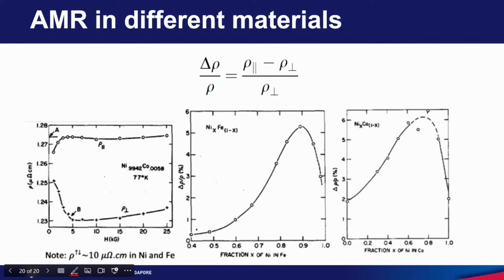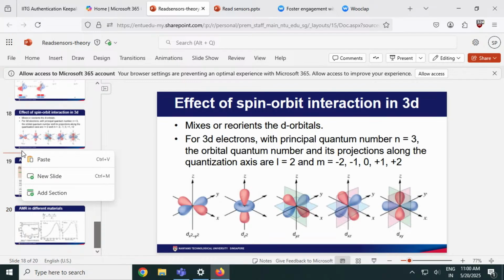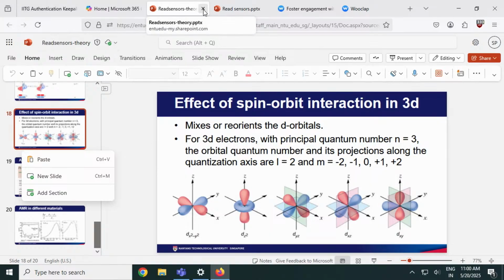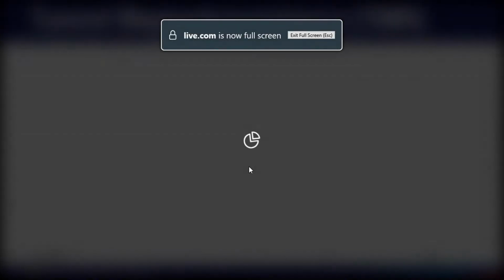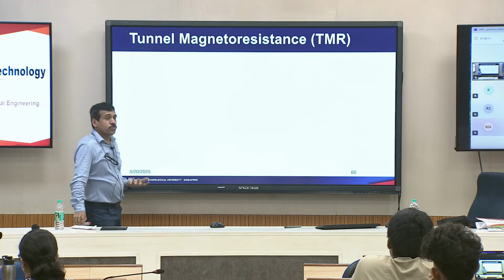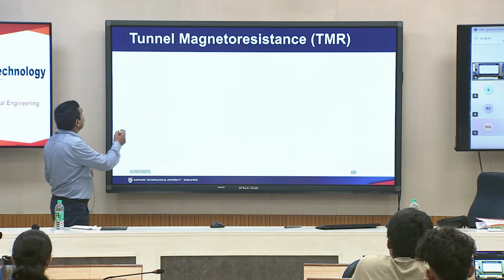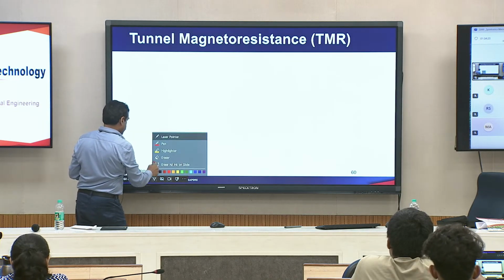So, let us now briefly look at the TMR sensor before we go for a break. Okay, TMR stands for tunneling magnetoresistance. Many of you would have studied tunneling in your quantum mechanics.